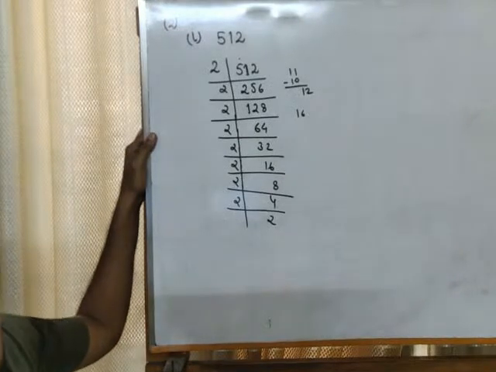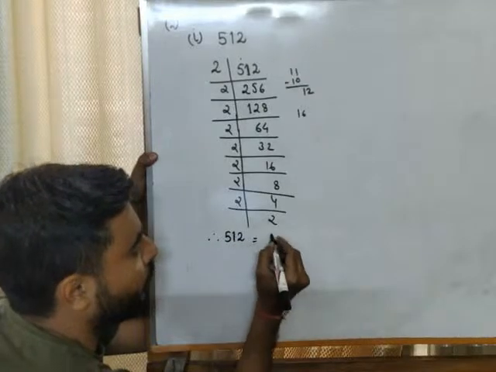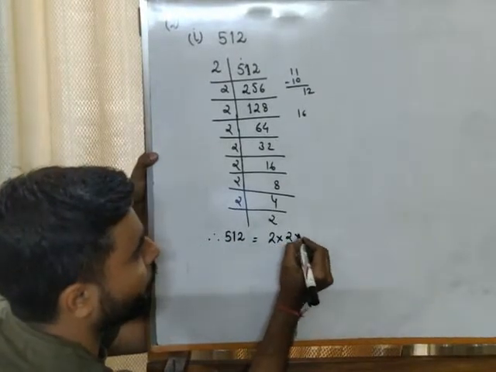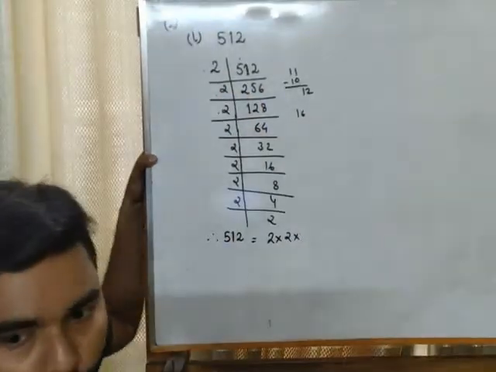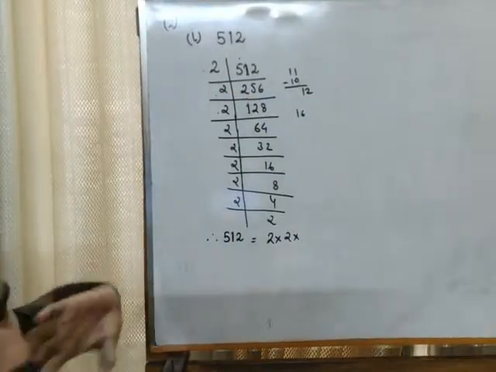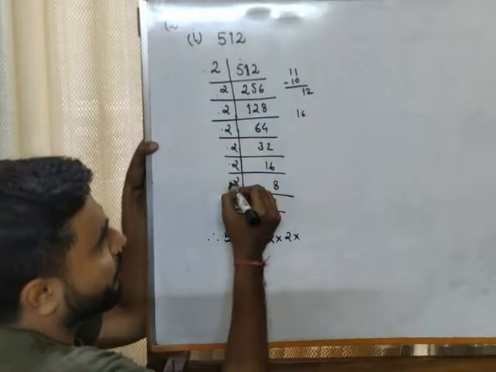Okay, therefore 512 is equal to 2 into 2 into how many times? 1 2 3 4. It will be 9 times. We know 2 to the power 9 is equal to 512. So 1 2 3 4 5 6 7 8 9.